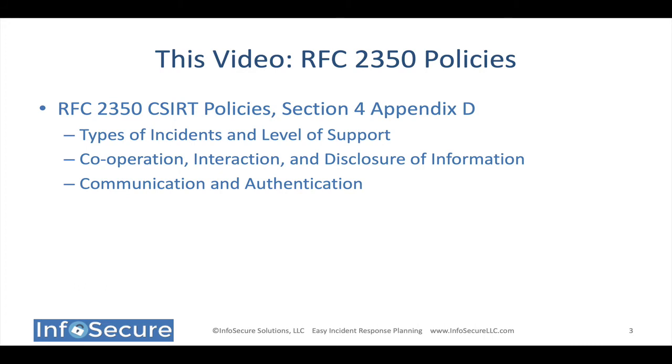Now, in this video, we're going to discuss still RFC 2350, but we're going to talk about section 4 of the outline in Appendix D, which is policies. So RFC 2350 CSIRT policies. The policy sections that they have in the outline are types of incidents, level of support, cooperation, interaction, and disclosure of information, and communication and authentication. So let's talk about each of these in turn.